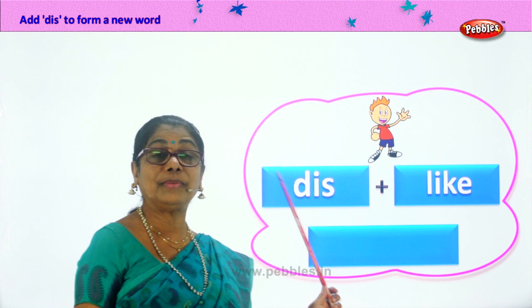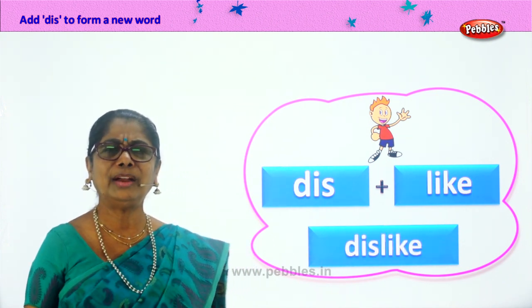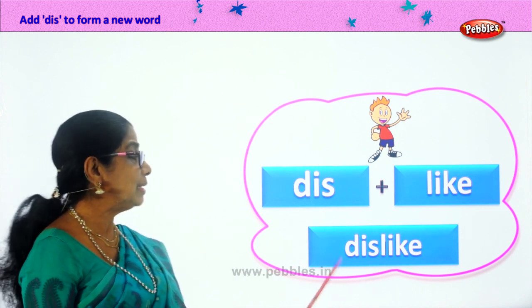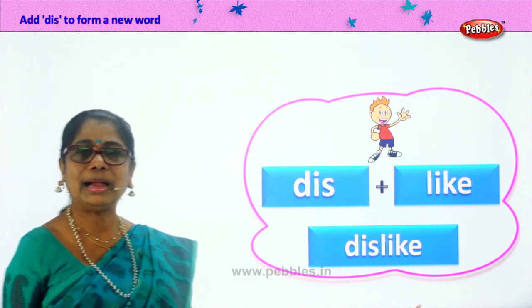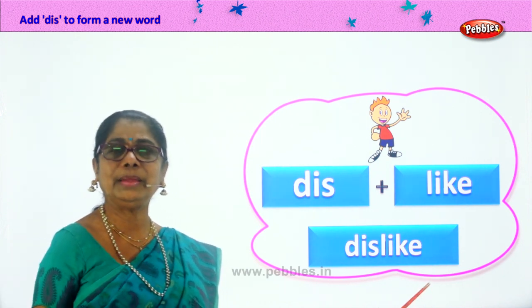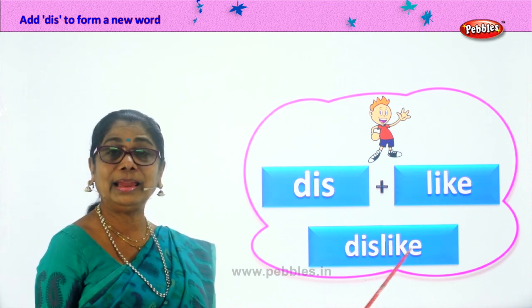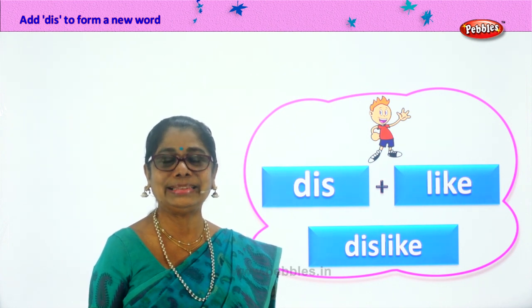But when you put this in front, dislike. I don't like you. I don't like that food. I don't like to dress. When you don't like something, you say, I dislike. I dislike playing games. I dislike eating something that you don't like. Okay, dislike. Spell D-I-S-L-I-K-E. Dislike. Not liking.